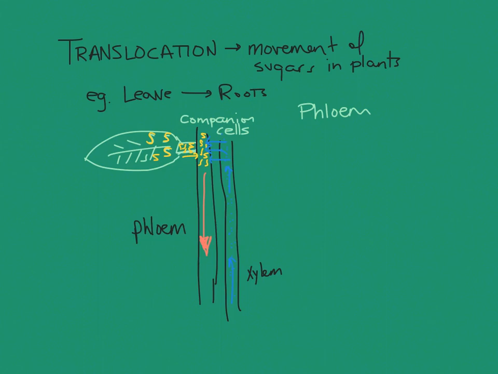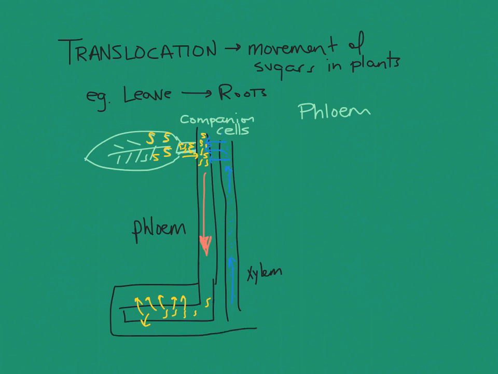and send it down towards the roots. And if we're down in the roots for a second and we think about it, the sugar gets down here. It gets pulled out of the phloem into the tissues to be stored. So we've got it stored in the tissues.